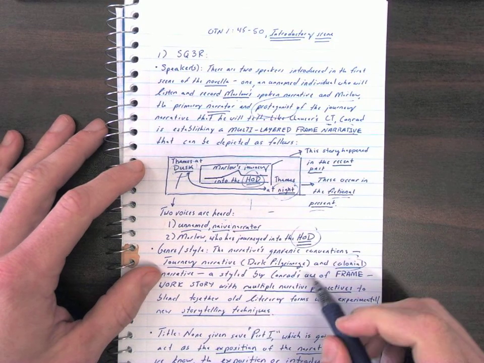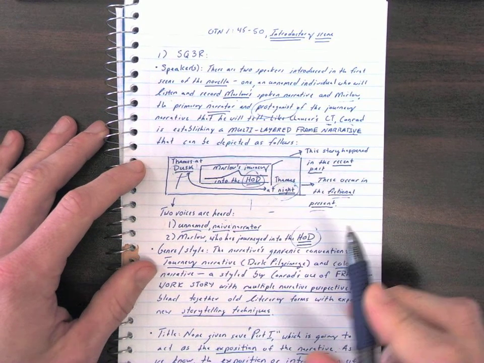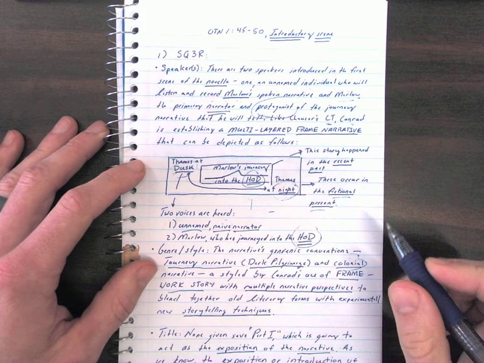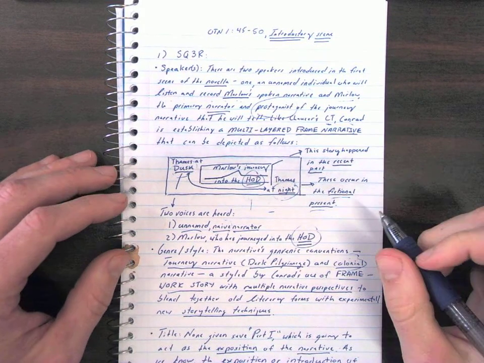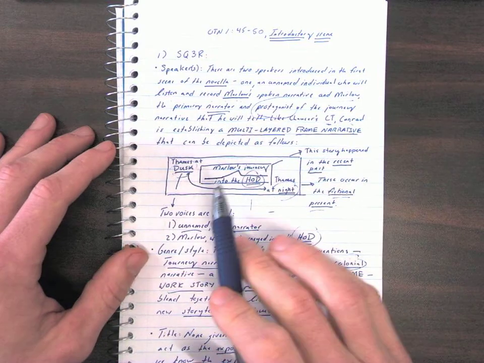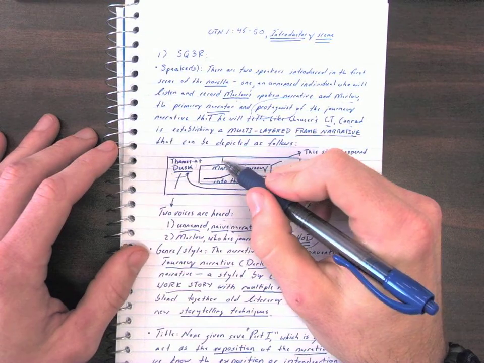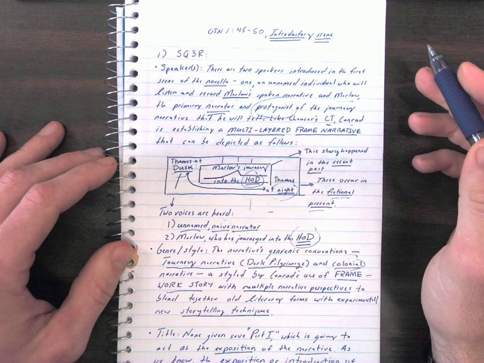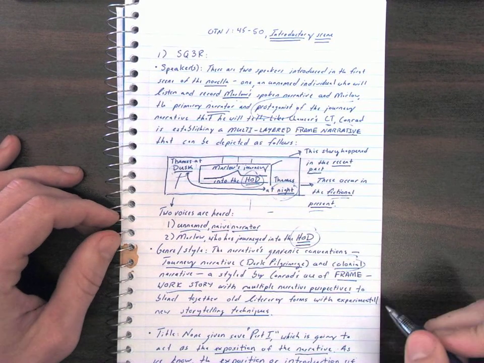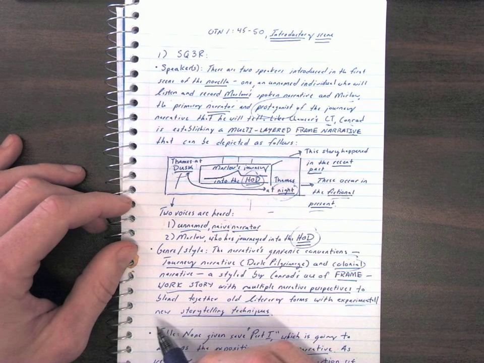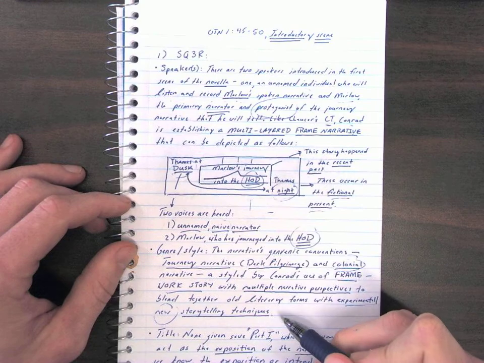And it's styled by Conrad's use of what we call a framework story. Okay, and that framework story has multiple narrative perspectives, and it's sort of lacking a clear chronology, and there's interruptions. Okay, all of these things are narrative moves that we would associate with the experimental new storytelling techniques of the modern era.